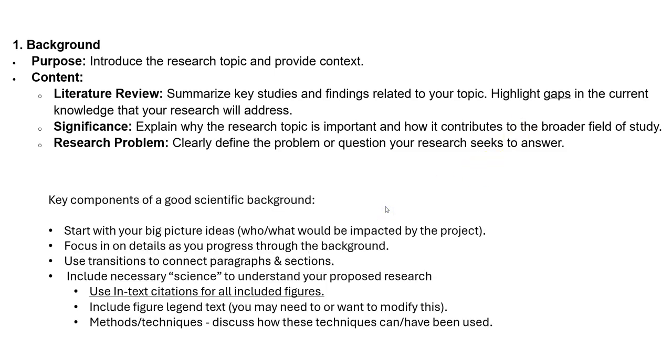So, some key components for a good background. I said earlier, you want to start with a big picture. Who and what would be impacted by that project? And you can be big, right? Start with this big picture. Even if your little mini project isn't going to, again, cure cancer, that's fine, but that's maybe the idea. That's the big problem, and you're going to focus on one of those details. So you start big and then you funnel into that idea as you keep writing down into multiple paragraphs.